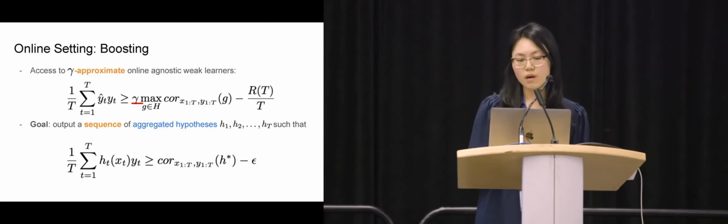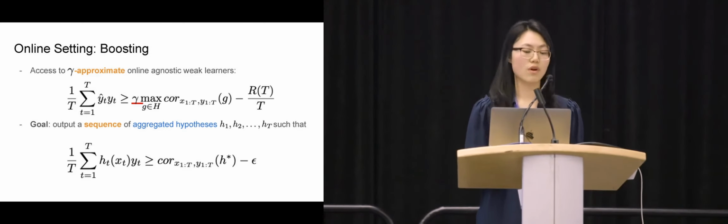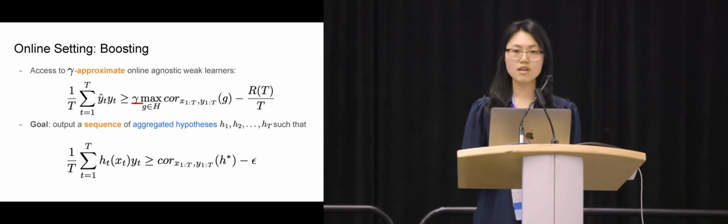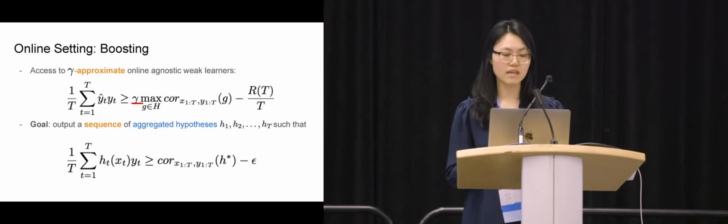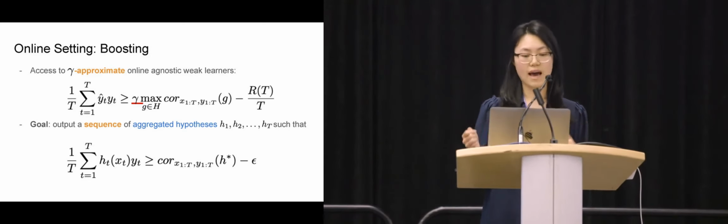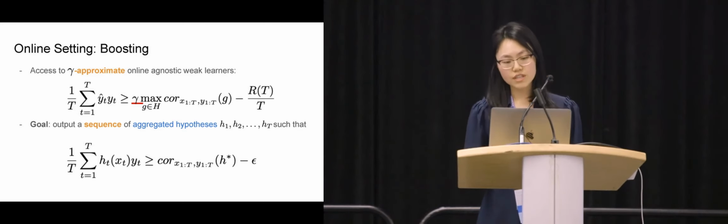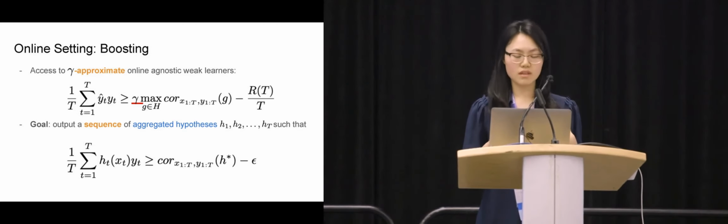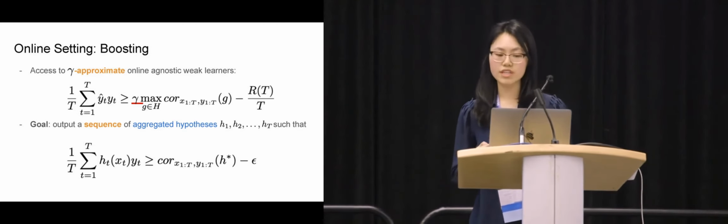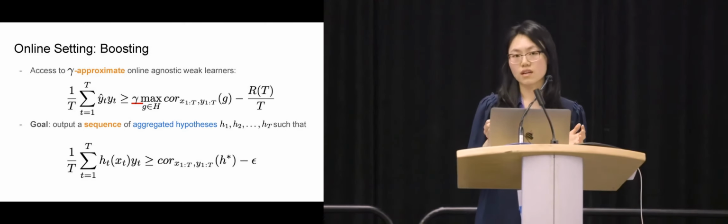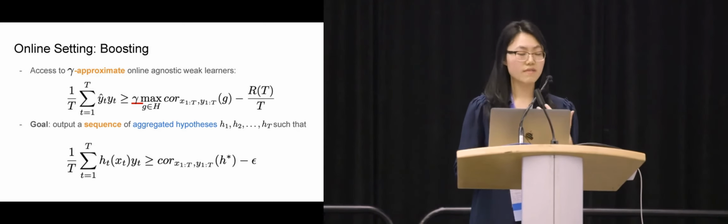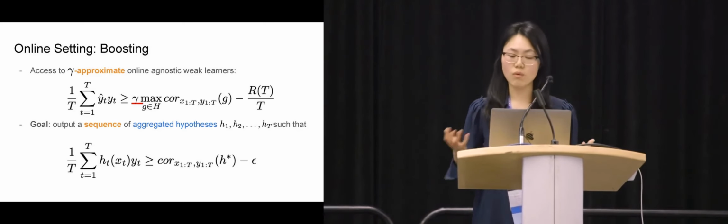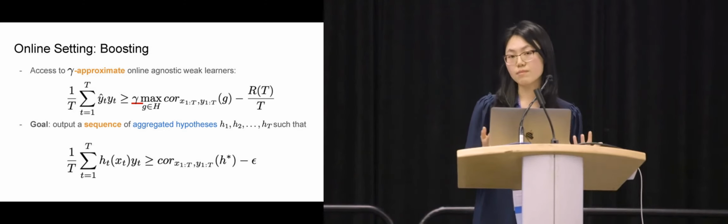And in the boosting problem, we have access to gamma-approximate online agnostic weak learners. So these are online learning algorithms that output hypotheses at each iteration upon receiving a data point x_t. So they output the y_t hats. And their average correlation is up to gamma times the maximum correlation of a hypothesis in a hypothesis class H minus an average regret term. This is a very permissive assumption because gamma is less than 1, so they can be rather weak.